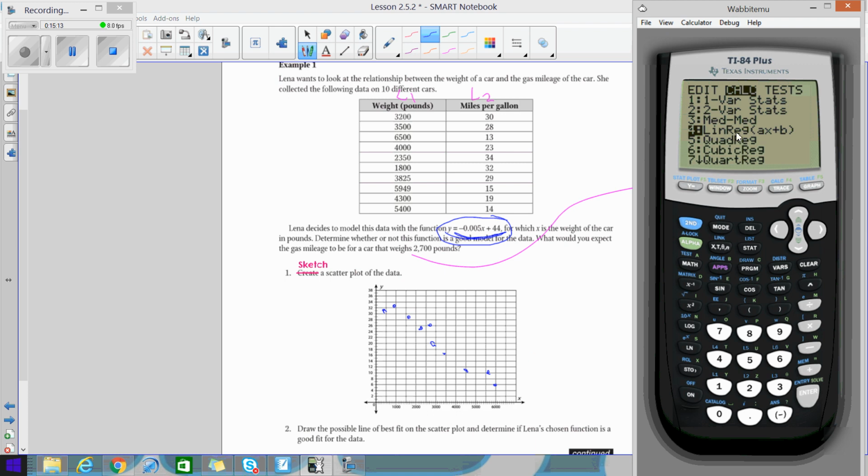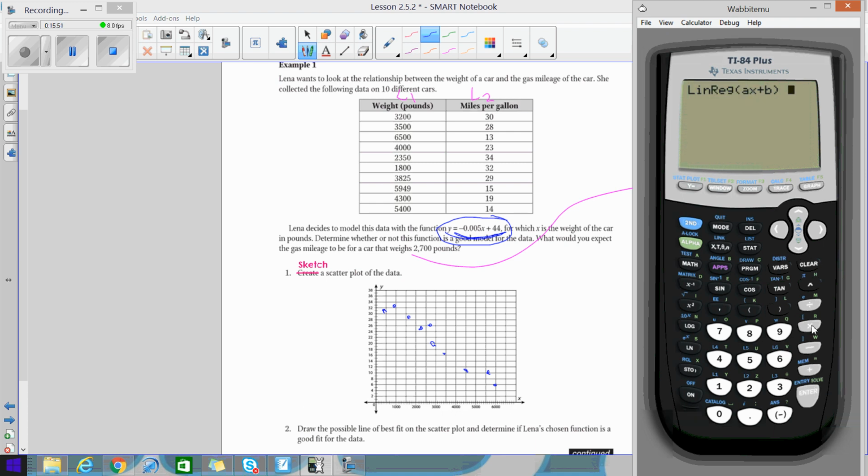The reason we want LinReg and not something else is because, to me, linear looks like the best fit for the data. If you thought it was quadratic, a U shape, you would go down to QuadReg, or you go down to number 0, ExpReg, which is exponential regression. If you think it's exponential, it would be best modeled by that. But since the book says it's linear, we're going to do LinReg. So we're going to go to number 4, LinReg, and hit enter.